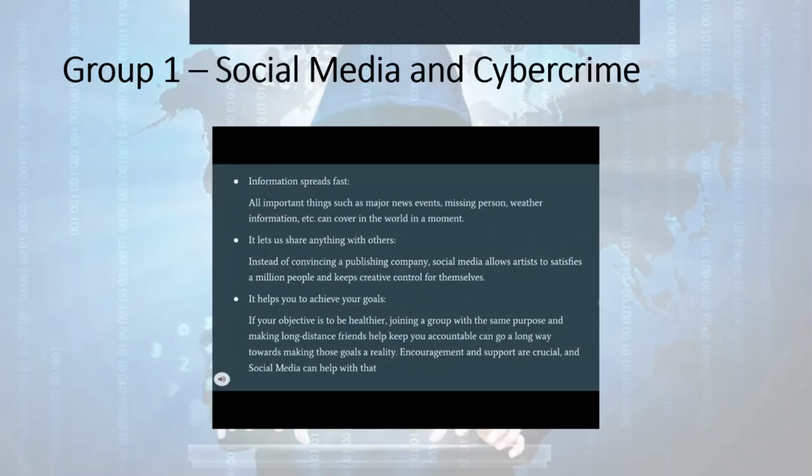Information spreads fast. All the important things such as major news, events, missing persons, weather information, etc. can cover the world in a moment. It lets us share anything with others. Instead of convincing a publishing company, social media allows artists to satisfy a million people and keep creative control for themselves. It helps you to achieve your goals.